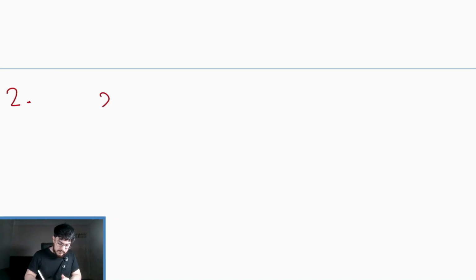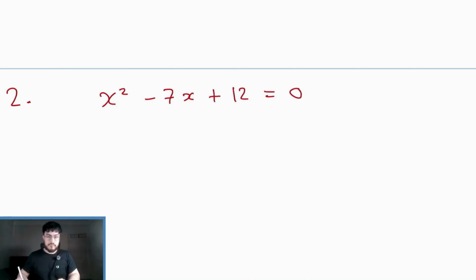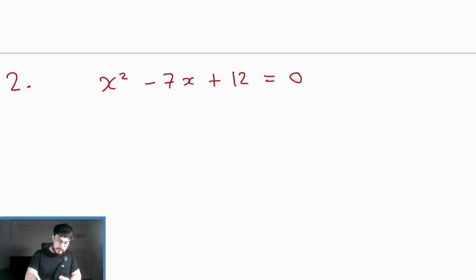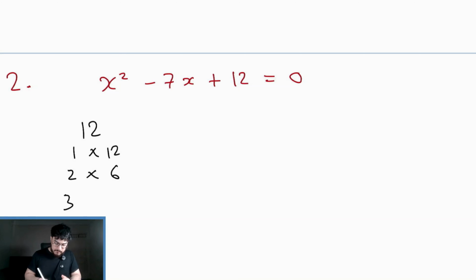So again, we need to solve x squared minus 7x plus 12 is equal to 0. Okay, so first thing we do, this is like clockwork. We look for the factors of 12. So 1 times 12, 2 times 6, 3 times 4. What pairings are going to, in some capacity, add up to minus 7?